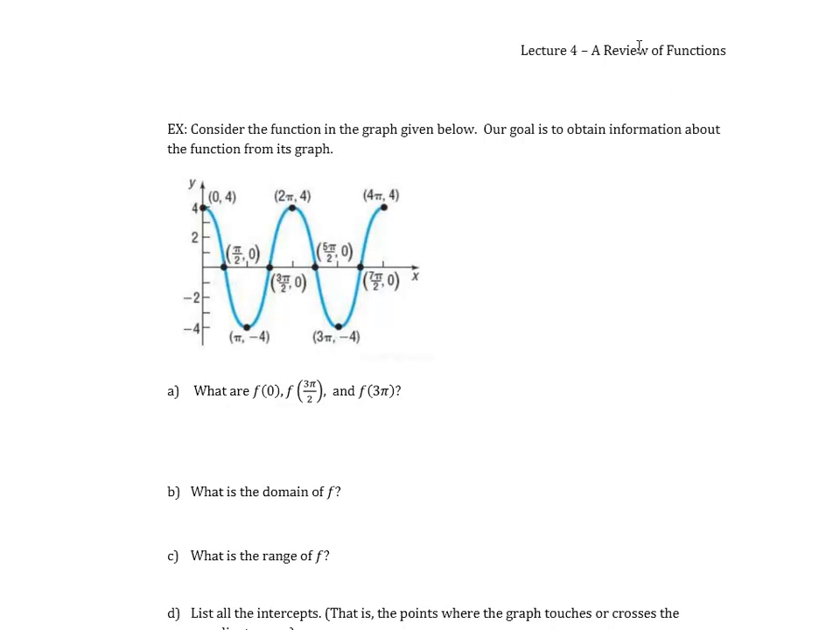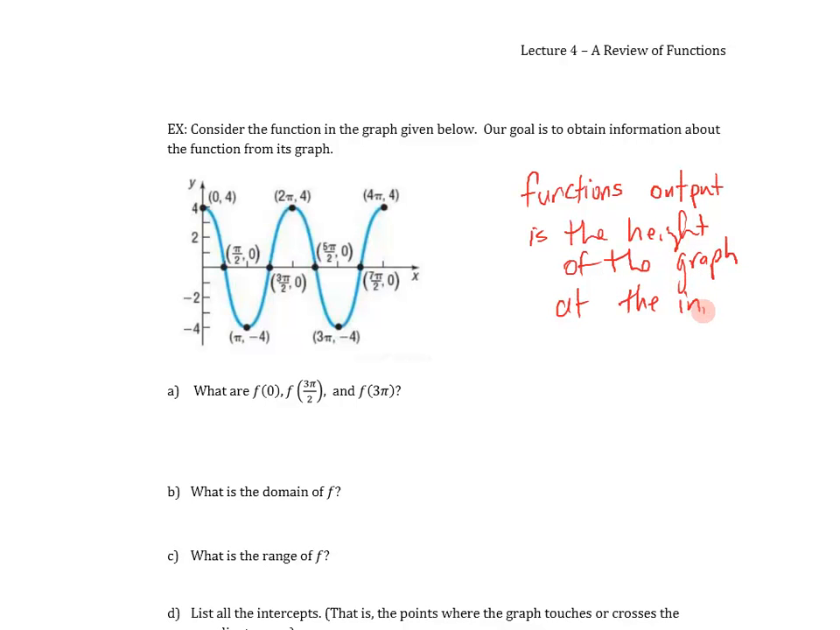Let's consider the function in the graph below. Our goal is to obtain information about a function from its graph. So to begin with, question A says, what are f of 0, f of 3 pi over 2, and f of 3 pi? Remember that a function's output is the height of the graph at the input value. All right, so this is the input axis. This is the output axis. X is the input, y is the output.